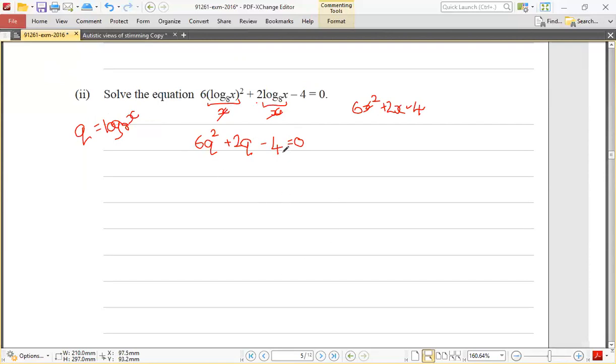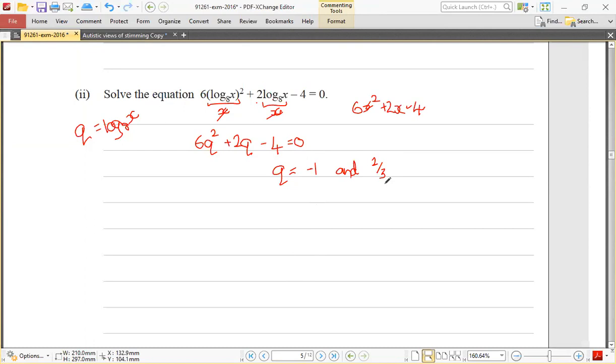Right, so stick that into your graphing calculator. Solve the quadratic 6q squared plus 2q minus 4 equals 0. It should say q equals something and something. 6, 2, minus 4. 0.67 and -1. So it should be -1 and 2/3.